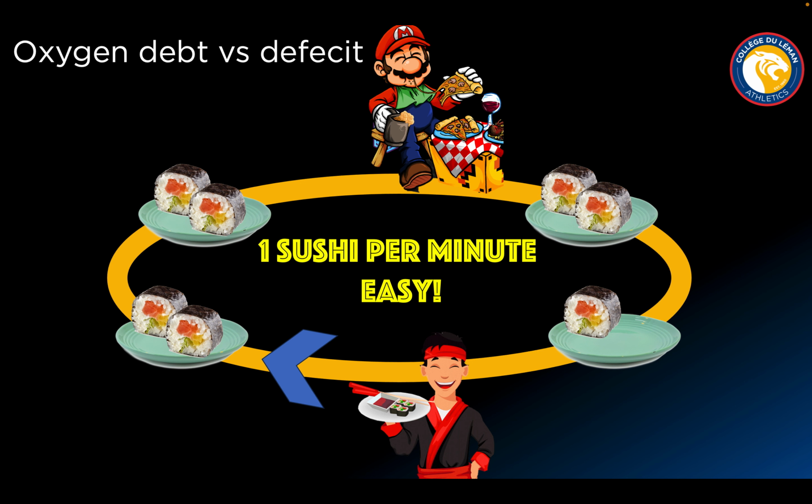And it goes round and you eat it as you go, and then some of the sushi is coming back here. Look, there's Mario, he's not even eating it all. He only needs 1 sushi per minute. This could also be a muscle needing oxygen, and our blood's going round, and it's nice and easy because there's more than enough oxygen because we're not exercising.